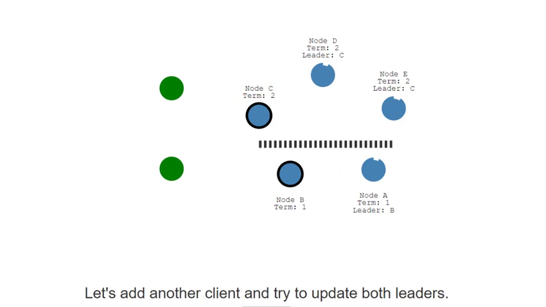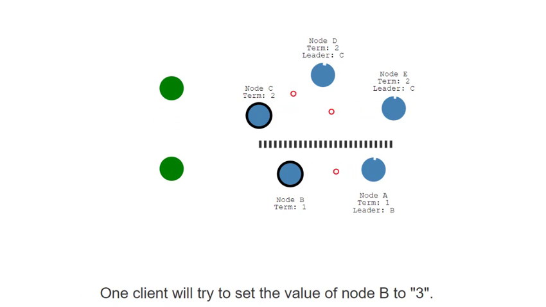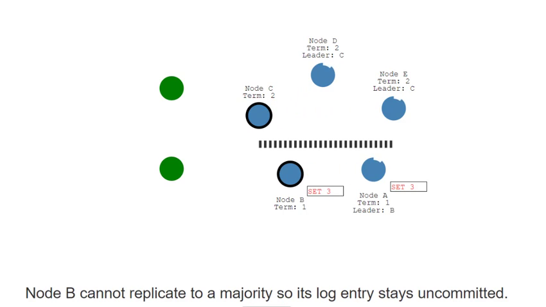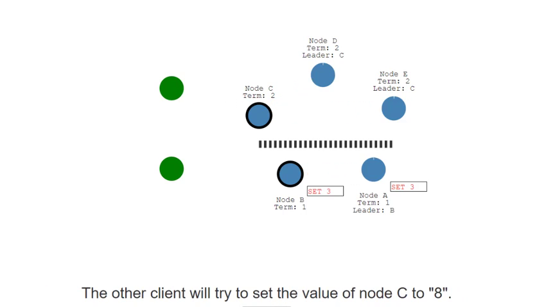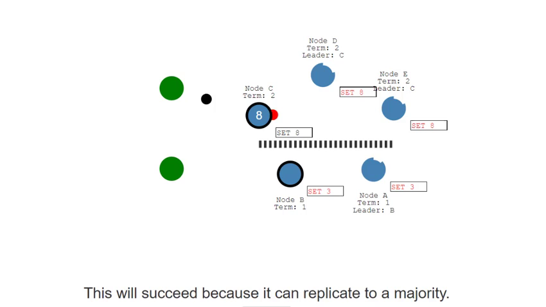Let's add another client and try to update both leaders. Now one client will try to set the value of node B to 3. Node B cannot replicate to a majority, so its log entry stays uncommitted. The other client will try to set the value of node C to 8. This will succeed because it can replicate to a majority.